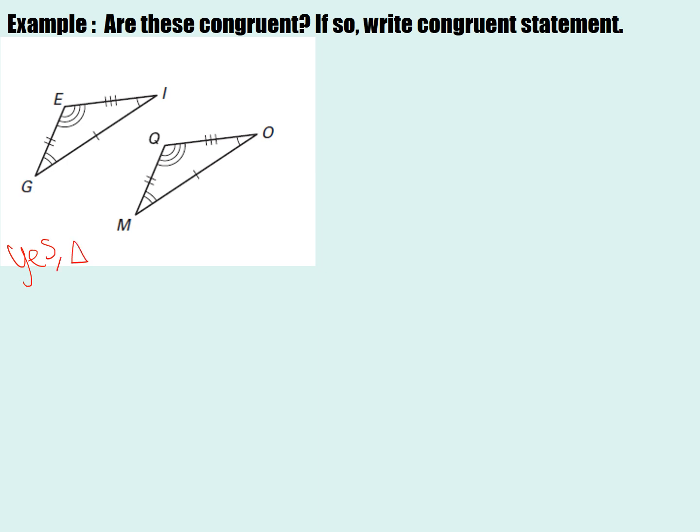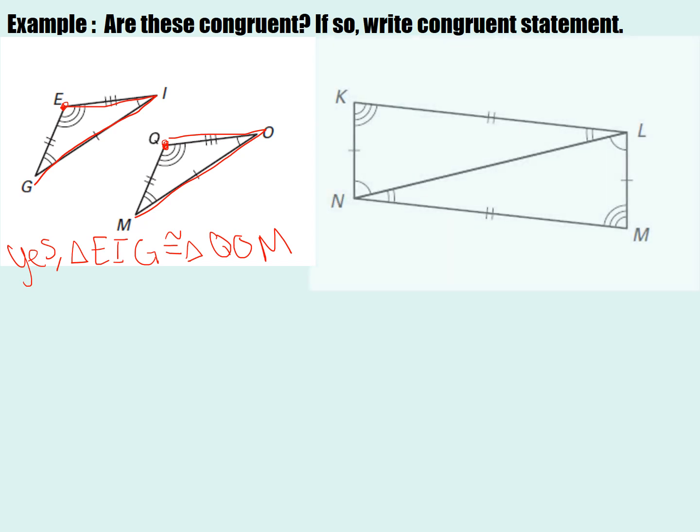So we're saying triangle, and I'll start at point E on this first triangle, and then I'll go in this direction, EIG. So triangle EIG is congruent to, now remember, we can't just write any order. We have to go in the same order as we did with the other triangle. So E and Q are corresponding points, so I'd have to start at point Q. So we're saying triangle EIG is congruent to triangle QOM.